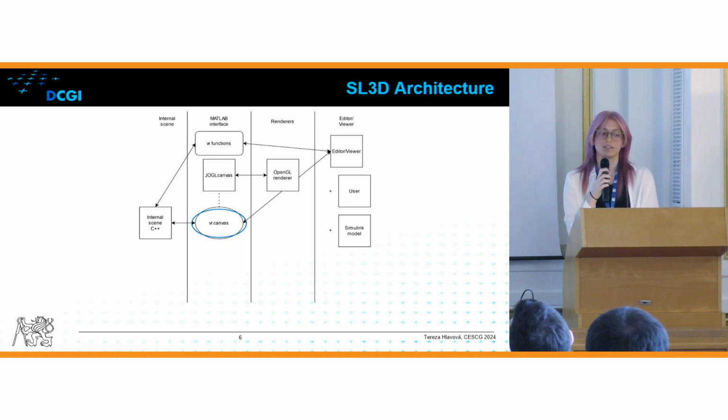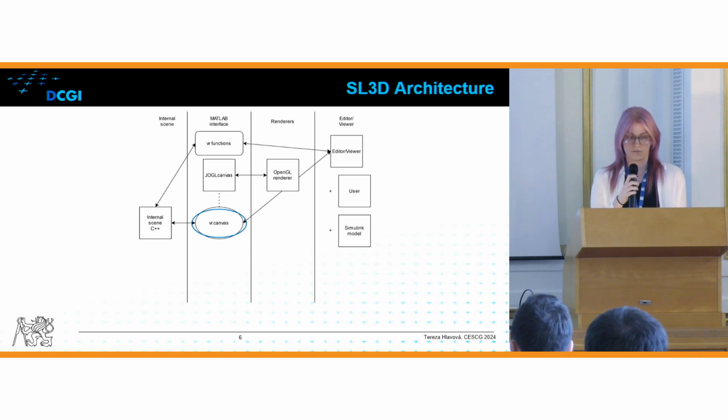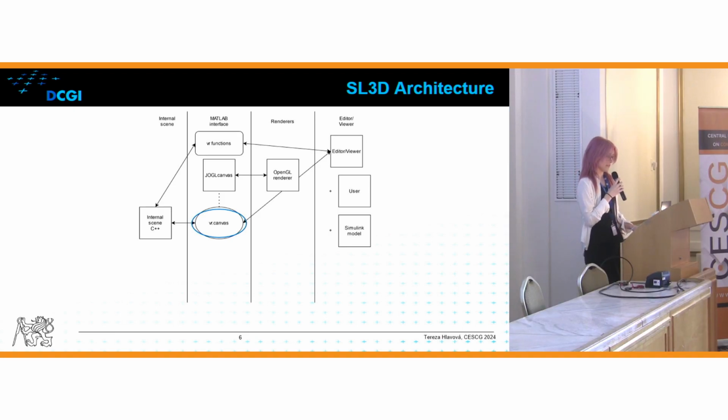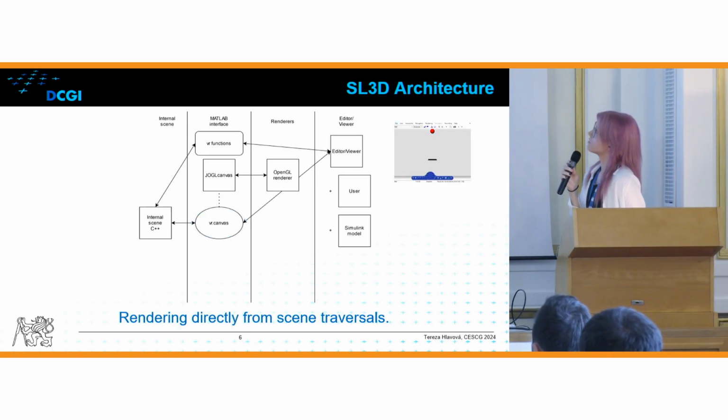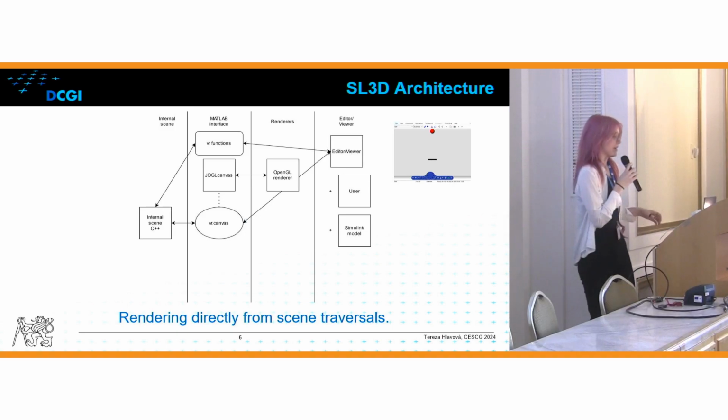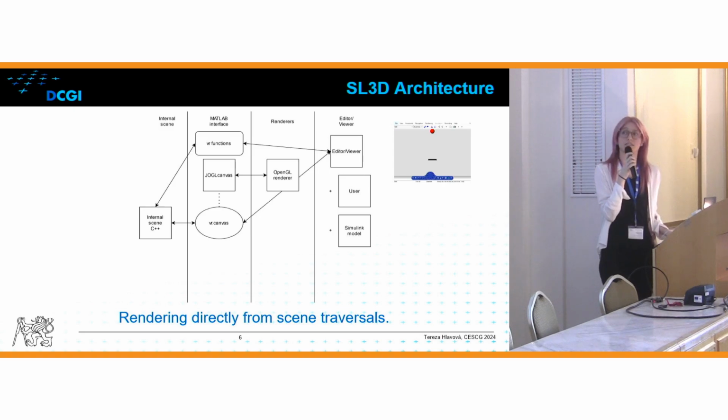It does not directly save anything into the scene because there can be multiple viewers connected and each one can have different options. For the variant of the software before our work, there was an implementation of the canvas with an OpenGL renderer, as you can see here. The frame gets directly rendered from the scene by doing scene traversals in the internal scene in C++.